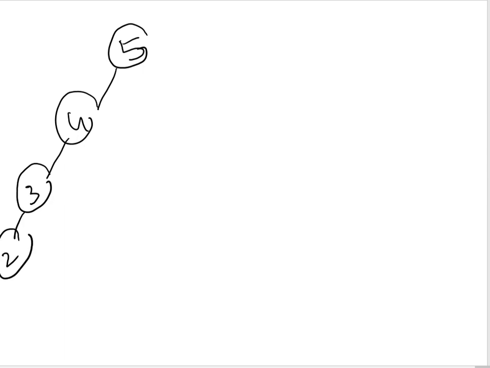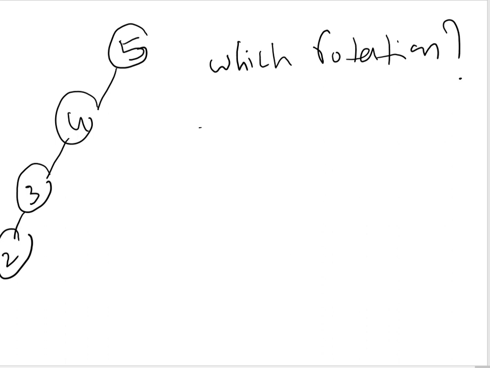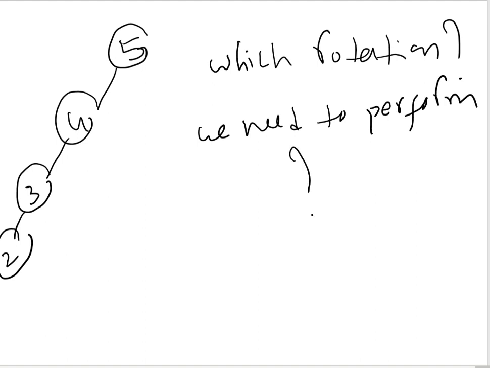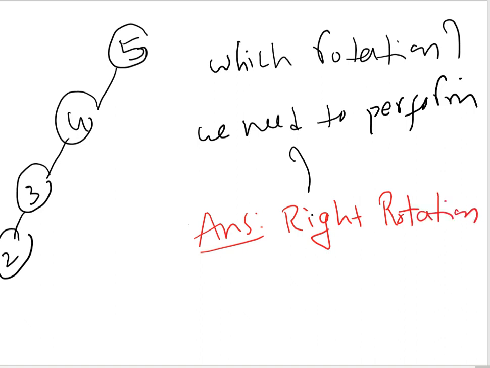This is a solution. Can anybody say which rotation we need to perform for this one? Right rotation. Yes, the answer is right rotation because it is a left skew. Left skew means the left side of the tree has much more height. So if you do left rotation, the solution will be the same.